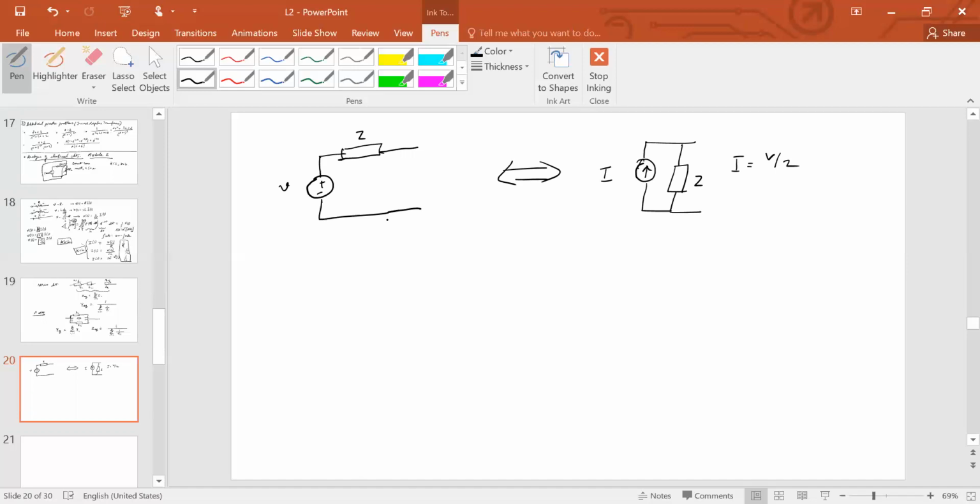So if you're doing KVL, for example, then this helps. But if you're trying to apply KCL to that same circuit, it might help if you convert it to the equivalent current source like this. So these are source transformations.